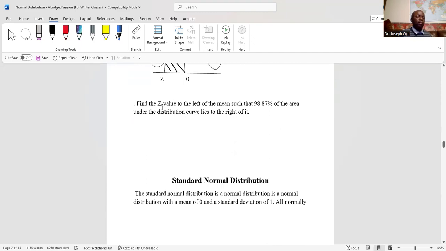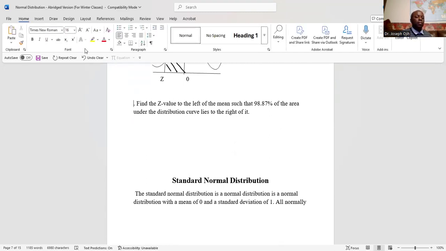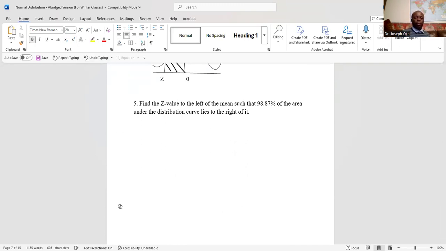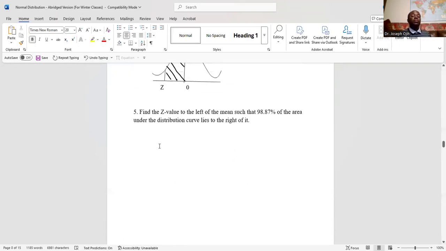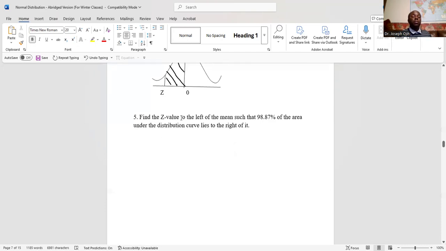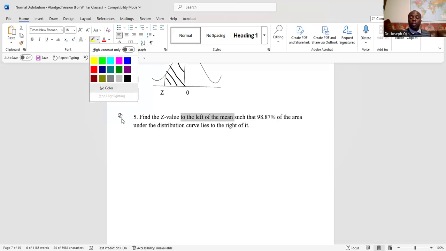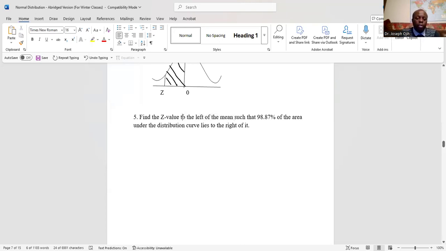Find the z-value to the left of the mean such that 98.87% of the area under the normal distribution curve lies to the right of it. Now, this one is a tricky one, and I'll show you why as we proceed. But in the meantime, find the z-value to the left of the mean.